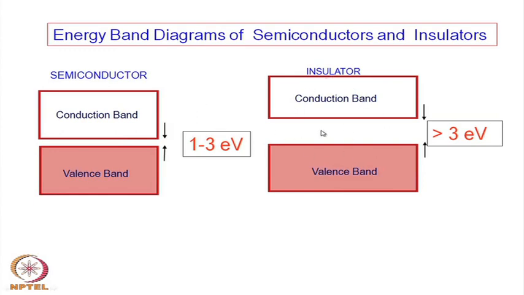So, all the materials, metals, semiconductors and insulators, can be classified based on their band gap. In one case we have overlapping bands, almost no band gap. In other cases a very small band gap, and insulators are those materials where the band gap is fairly large. So, that is how one can differentiate between these groups of materials.